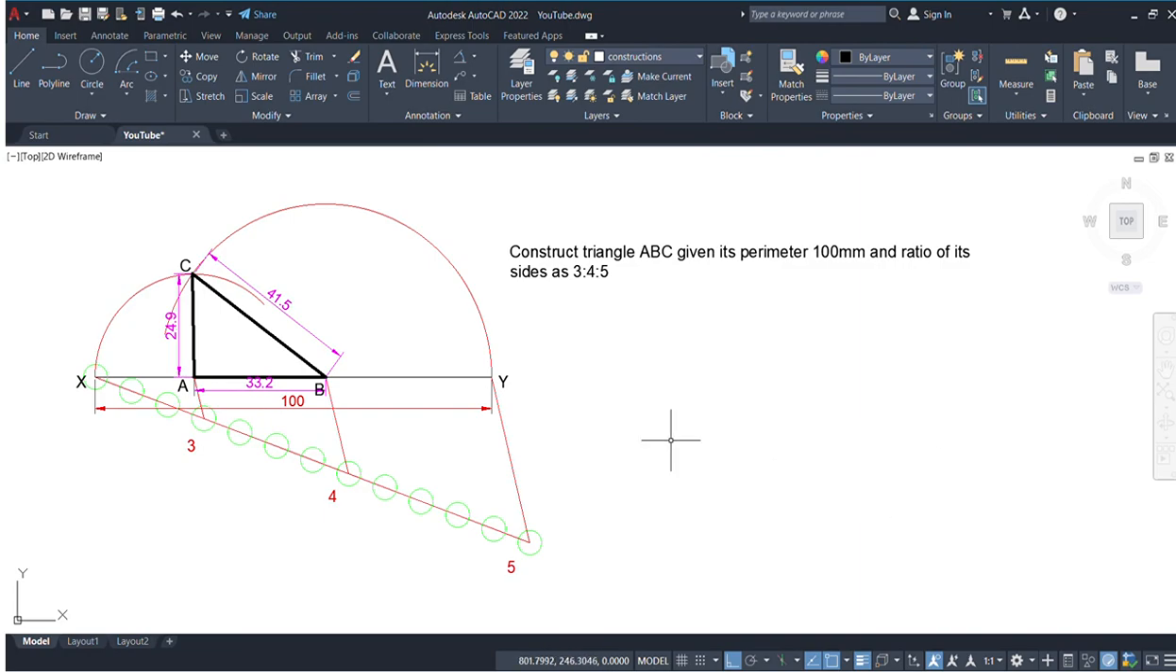Now today we want to do this question that is asking us to construct triangle ABC given its perimeter as 100 millimeters and the ratio of its sides as 3, 4, 5. So triangle ABC given the perimeter and the ratio of the sides. So how do you do that question?